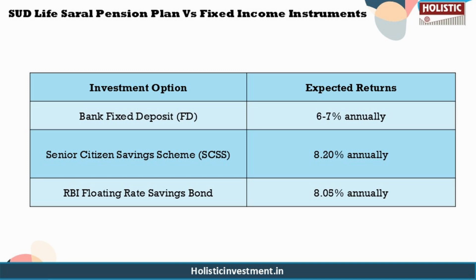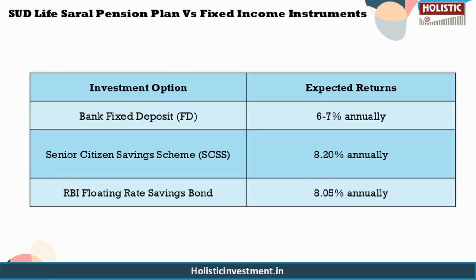And RBI floating rate bonds are government-issued bonds with interest rate linked to the NSC, National Savings Certificate, rate, ensuring biannual income, and you can expect an annual return currently of 8.05%.